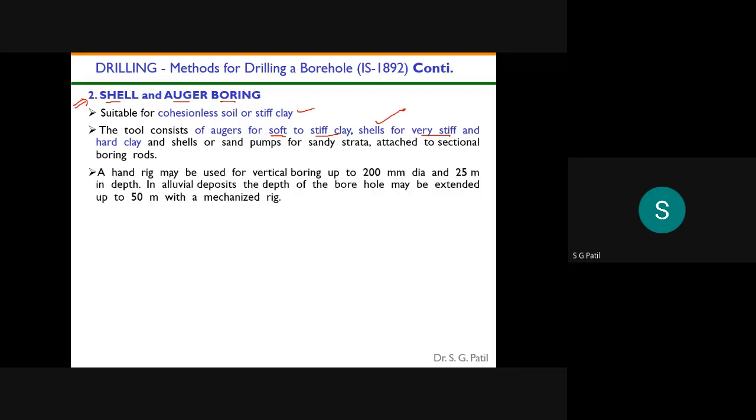And a hand rig may be used for a vertical boring up to 200 mm diameter and 25 meter depth. So you can operate this shell and auger boring system with the hand rig, but if you use that hand rig, what will happen? You will get a borehole diameter of 200 mm, and you can go up to 25 meter depth. If you are in alluvial deposits, then you can go up to 50 meter with the help of this shell and auger boring.